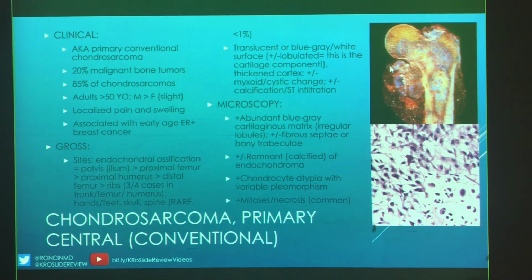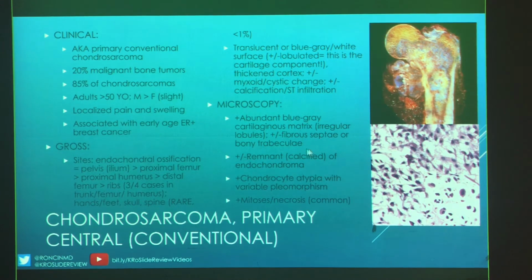You'll see a thickened cortex, which maybe this is thickened in response. This looks normal up here on the head of the femur. You may or may not see myxoid change or cystic change. You can see calcifications, but not always, and you may or may not see soft tissue infiltration. So there's a lot of extra things that you can see with these, but this type of appearance is a very good thing to keep in mind, especially with this lobulated projection.